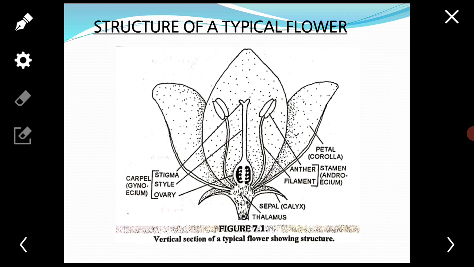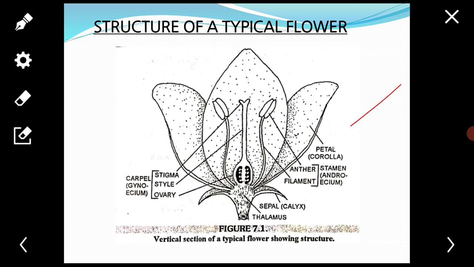Morphology of flower. A flower has been defined as a modified shoot specialized for the function of reproduction in the higher plants.